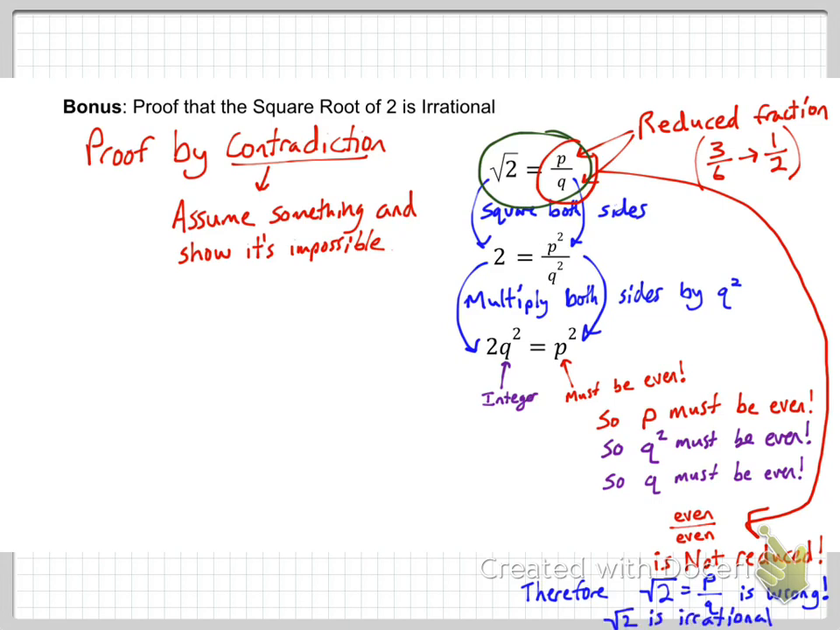The square root of 2 is irrational, and it is impossible to write the square root of 2 as a ratio of integers.